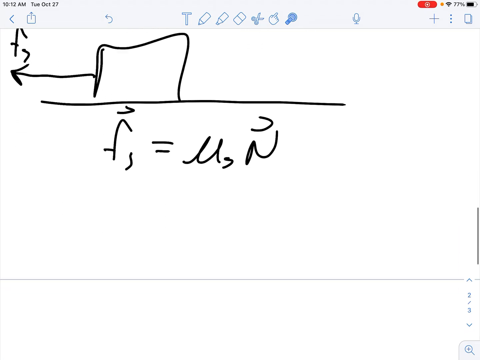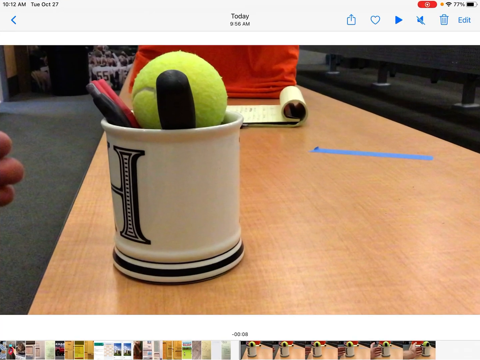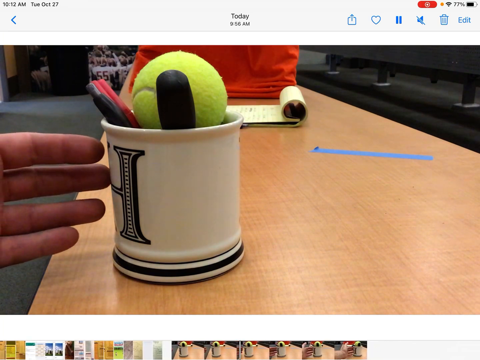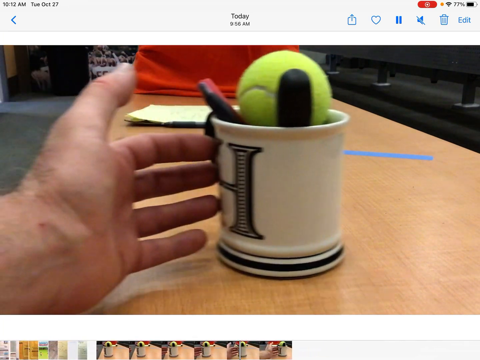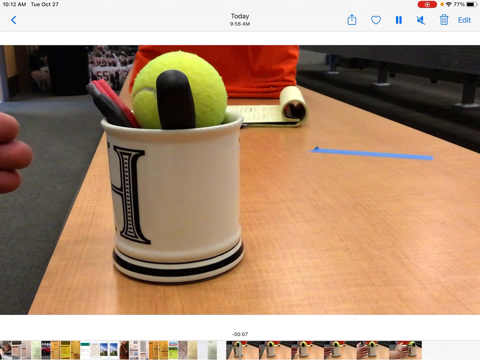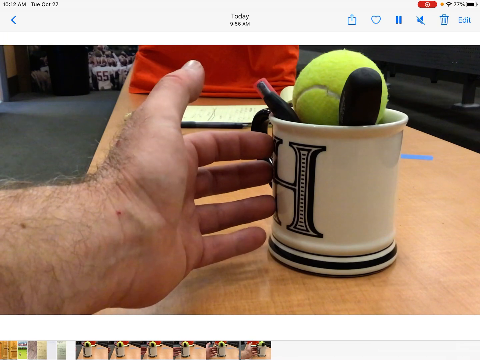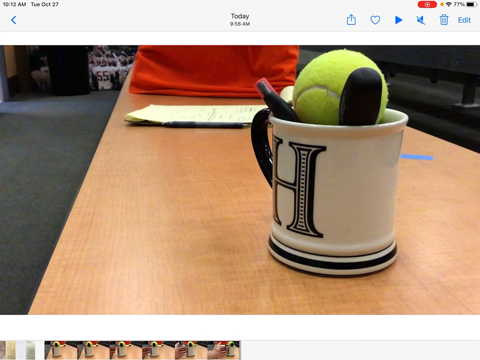Well, I've prepared a short little video for you to watch so you can see this in demonstration. Barely touching it, pushing harder, harder, harder, it breaks free and it starts to move. Okay, it's just sitting there, barely touching it, more, it breaks free and starts to move. The force of static friction grew in value until it was no longer able to stop me from moving it, at which point I won and the cup started moving. However, when I stopped pushing, the cup stopped moving. That means the force of static friction shrunk all the way back down to 0 again.